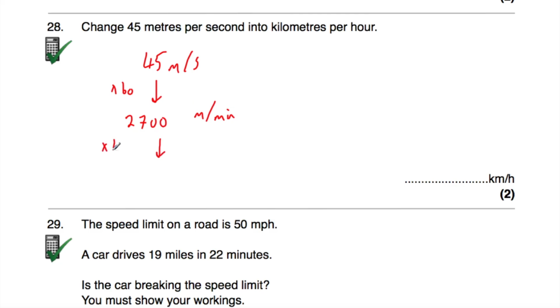Then if we times by 60 again, that'll tell us meters per hour. So if we do 2,700 times 60, that's equal to 162,000 meters per hour. So if you travel 45 meters every second, that's quite a big distance every second. That's equal to 162,000 meters every hour. And then if we divide that by 1,000, that'll be 162 kilometers per hour because there's 1,000 meters in every kilometer. So 162 kilometers per hour. And that's it.